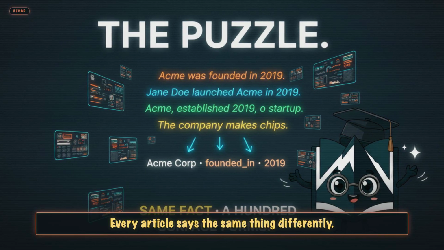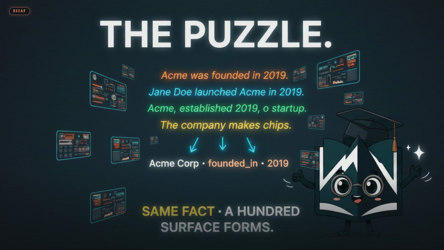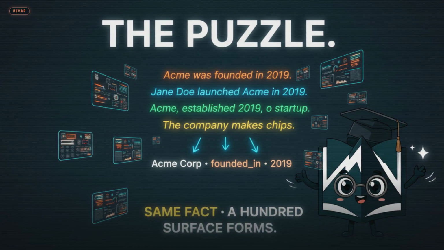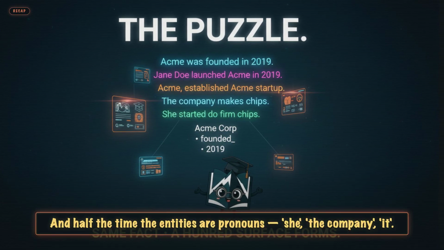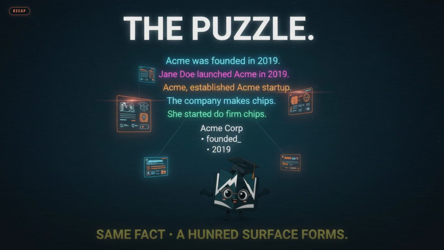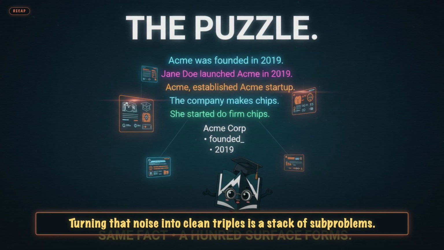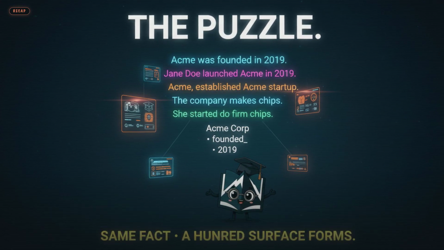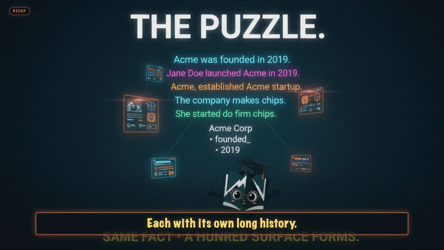templates? Every article says the same thing differently. Founded, started, established, launched, and half the time the entities are pronouns: she, the company, it. Turning that noise into clean triples is a stack of subproblems, each with its own long history.